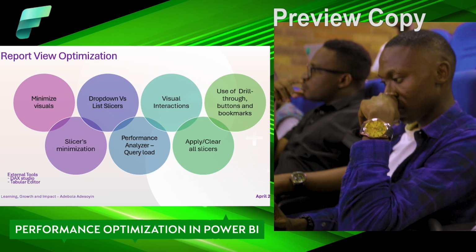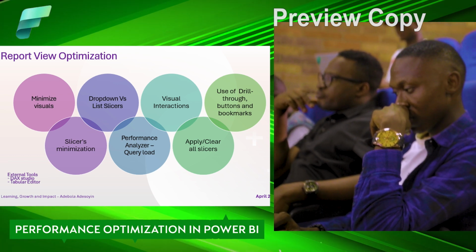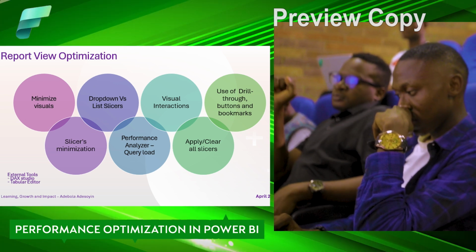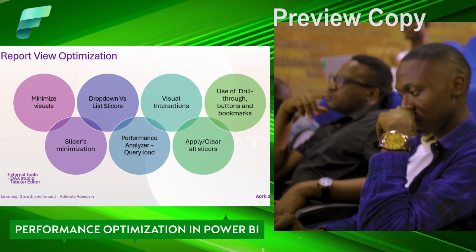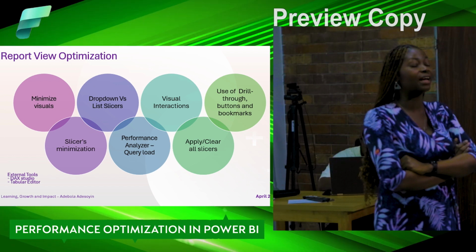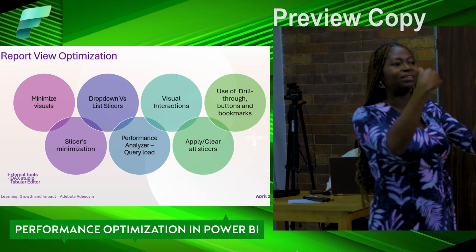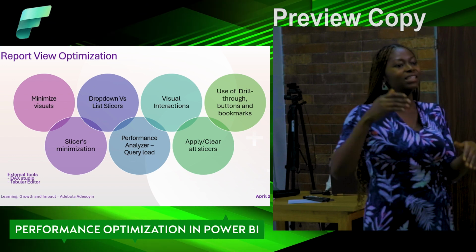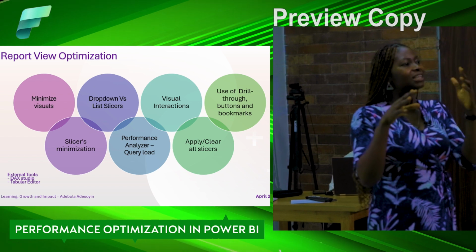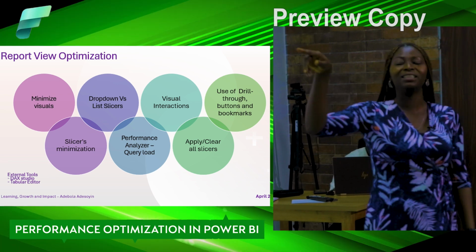Then the difference between drop-down and list slicers. List slicers actually increase your report size, let me put it that way, the storage size. It increases it compared to drop-down. You know, with drop-down you just click all, then you can see everything at once. But with list, it's already listed for you. So anytime you're refreshing that report, it takes time, because a list slicer uses more space than a drop-down slicer.